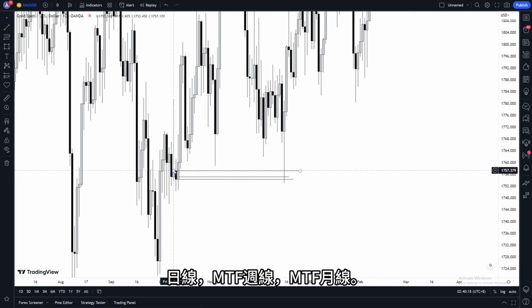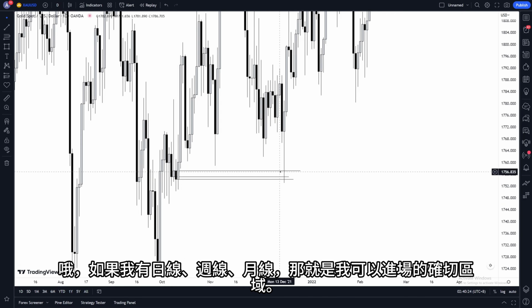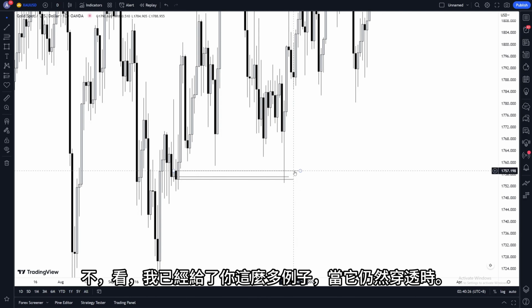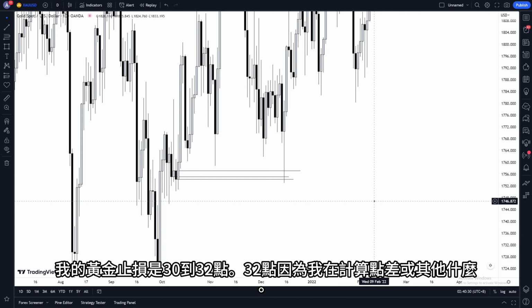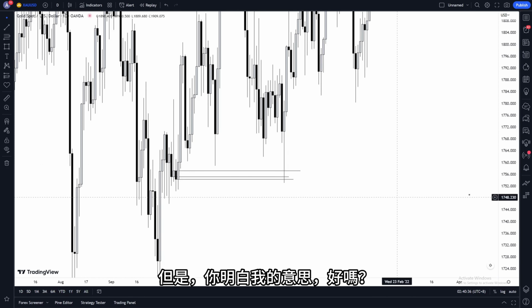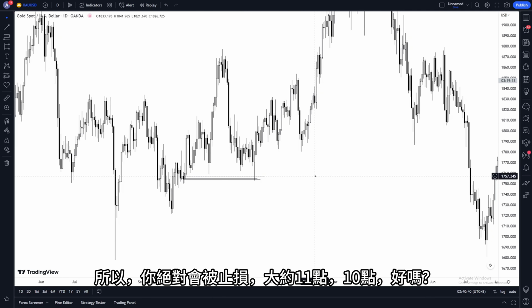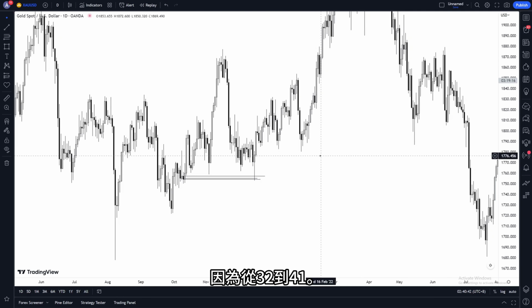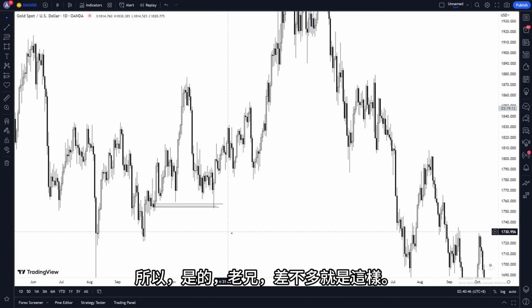And you can see how even though a lot of people think, oh, if I have daily, weekly, monthly, that's the exact area I can enter. No, look, I've given you so many examples where it still pierces through. How many pips? 41 pips it pierces through. My gold stop loss is 30 to 32 pips, 32 because of accounting for spreads, whatever. But you get my point. So you would definitely have been stopped out by like 10 or 11 pips, because from 30 to 41. So yeah, man, that's pretty much that.